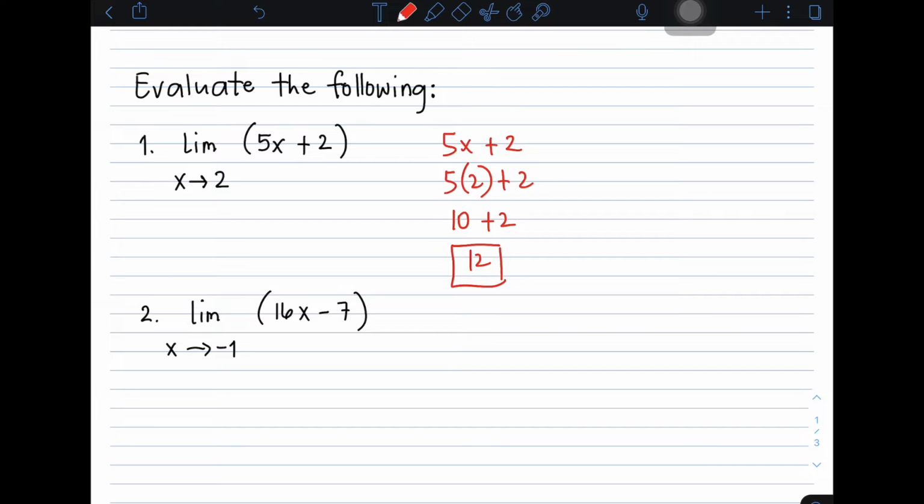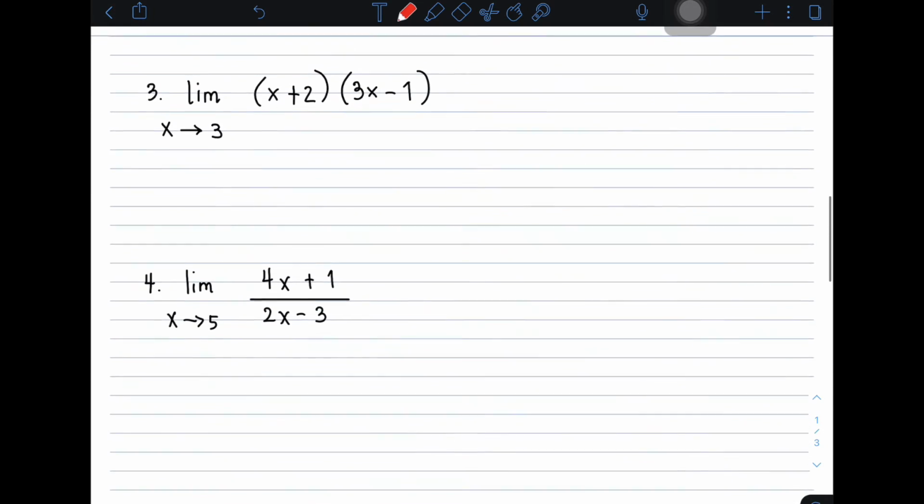We have the limit of 16x minus 7 as x approaches negative 1. So basically, you will be substituting negative 1 using this expression, 16x minus 7, and then your x will be negative 1. So 16 times negative 1 minus 7, and then simplifying this, it will give you negative 16 minus 7, and the answer is negative 23 as x approaches negative 1. So let's move on with item number 3 and item number 4.